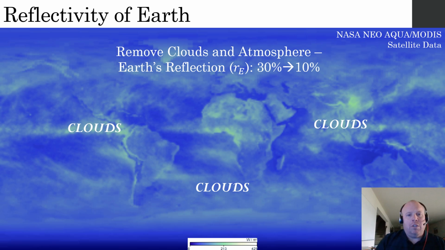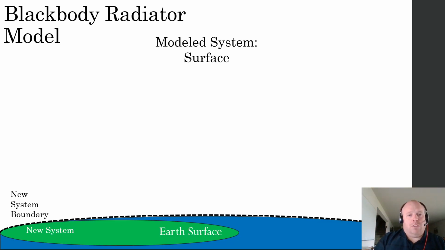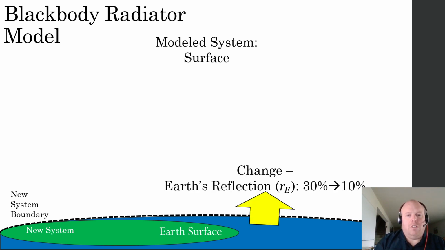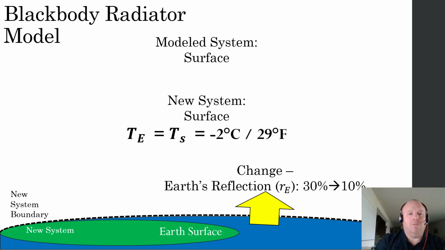And so when we remove the clouds in the atmosphere, you then have to change the reflectivity from 30% down to 10% in your blackbody radiator model. And so we do that here. Let's do that analysis here. So the modeled system is defined as the surface, and then we change our reflectivity from 30% to 10%, do the calculation, and we end up with negative 2 degrees Celsius as the surface temperature. So that's our starting point. The claim is the starting point is negative 18 degrees Celsius.